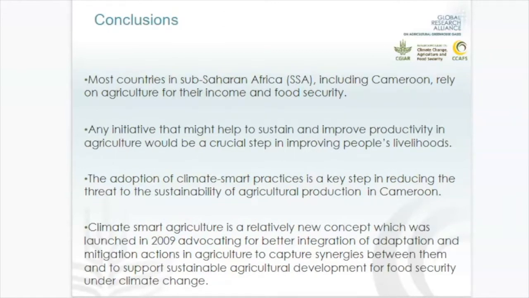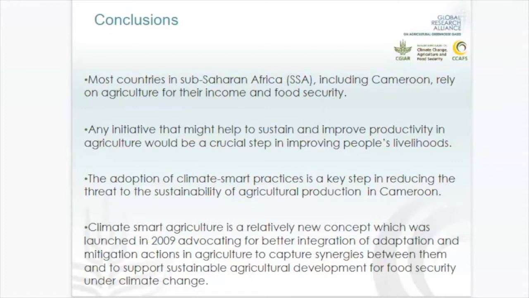Now, most of the countries in Sub-Saharan Africa, including Cameroon, rely on agriculture for their income and food security. Any initiative that might help to sustain and improve productivity in agriculture would be a crucial step in improving people's livelihoods. Thus, adoption of these practices is a key step in reducing the threat to the sustainability of agricultural production in Cameroon. Climate smart agriculture is a relatively new concept which was launched in 2009, advocating for better integration of adaptation and mitigation actions in agriculture in order to capture synergies between them and to support sustainable agricultural development for food security under climate change.